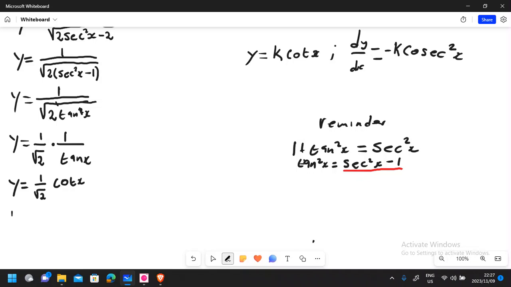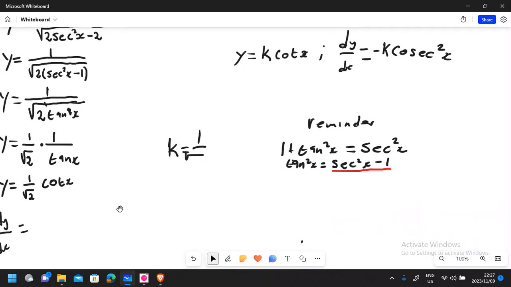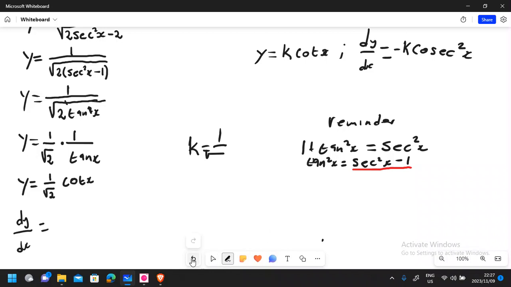Okay, so our dy over dx is going to be, so what is our k? Remember, our k is 1 over root, sorry, I don't know what happened. Let's go back, guys. I pressed the wrong button, so we need to fix it. Let me erase this, guys. I know this is wasting time. k is going to be equal to 1 over root 2.